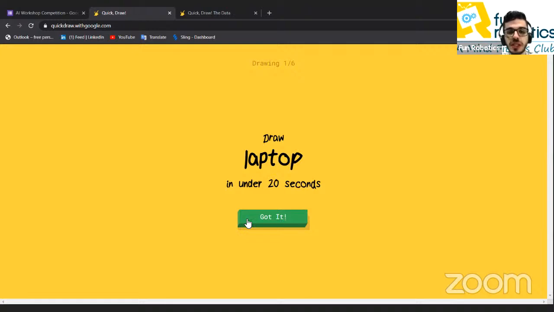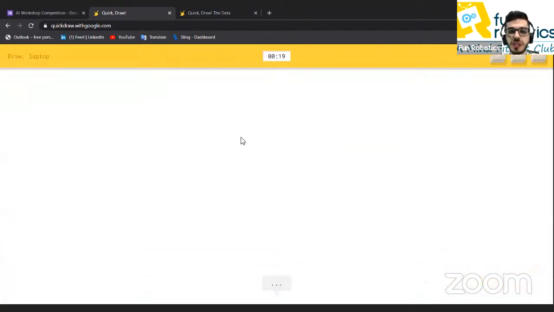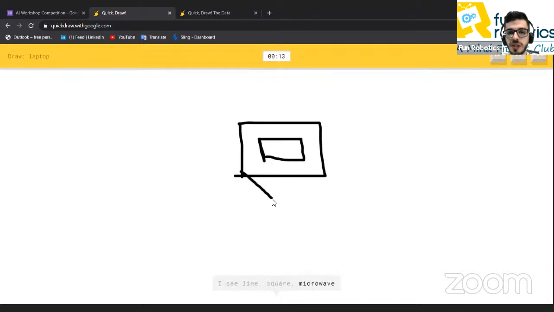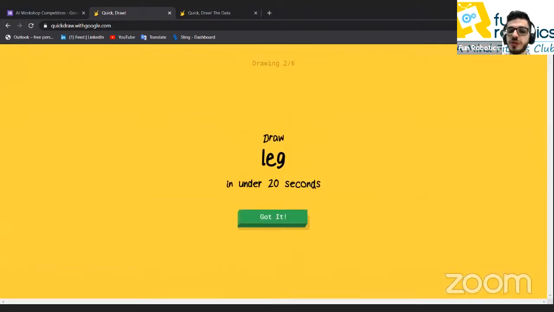So the first one is a laptop. They're going to be in succession, one by one. So we're going to start with a laptop. So I can start with something like this. For example, I see line or square. Or microwave. Or dishwasher. I see computer. For example, oh, I know. It's laptop. It will keep on guessing until it is very clear for it, or someone previously drew something similar to what I did.